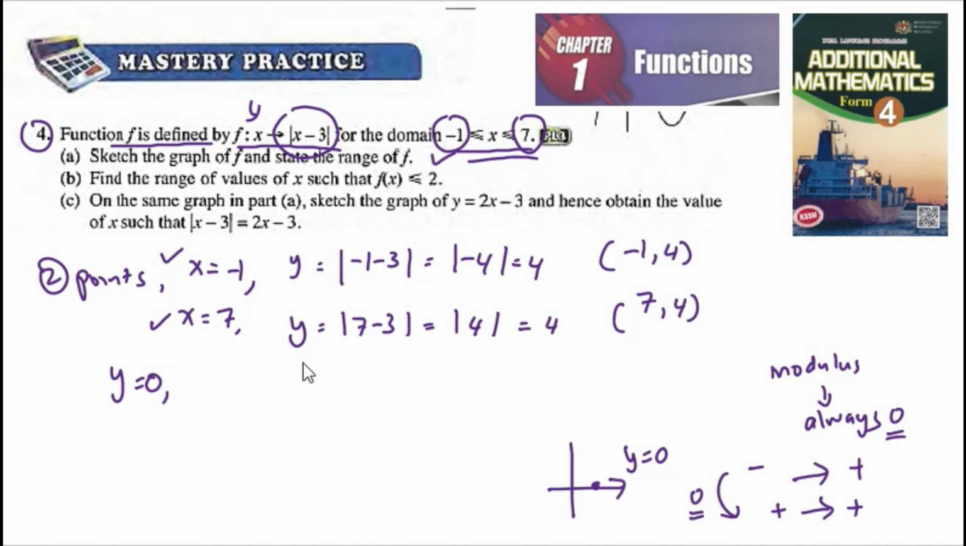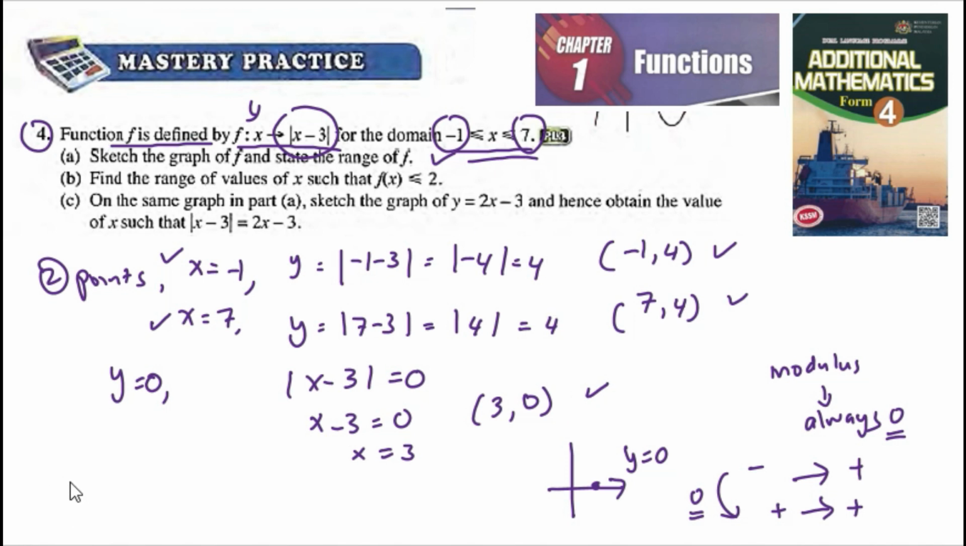So when y is equal to 0, we get x − 3 is equal to 0. So when this is 0, x − 3 is equal to 0, and we get x is equal to 3. So here we get the point (3, 0). Now we can sketch the graph.